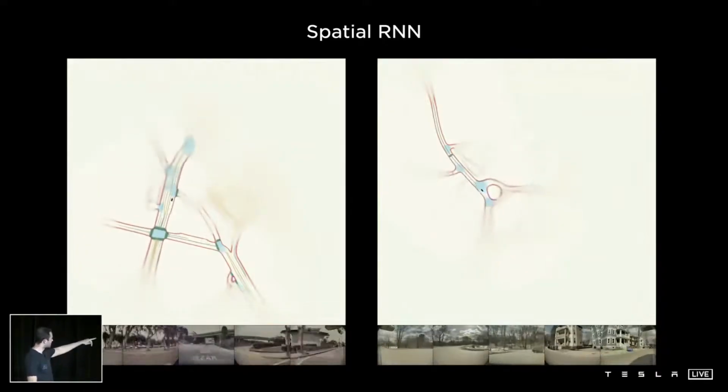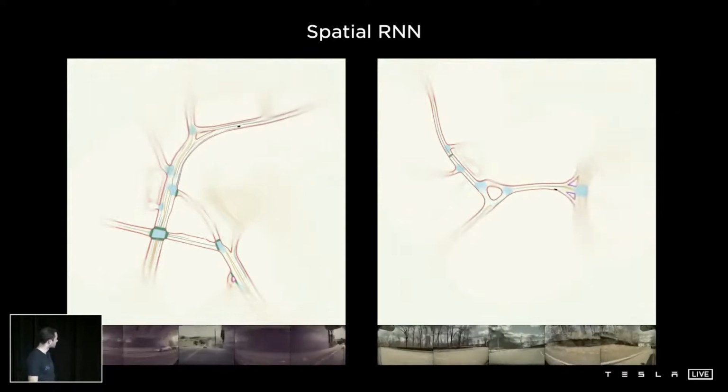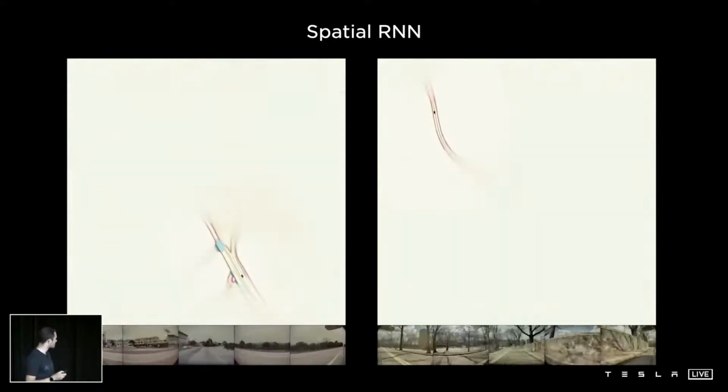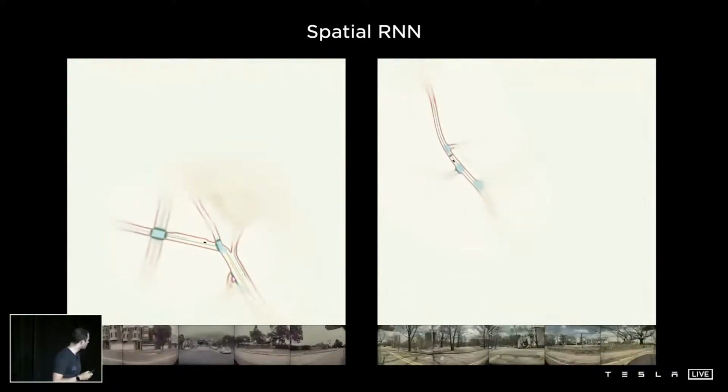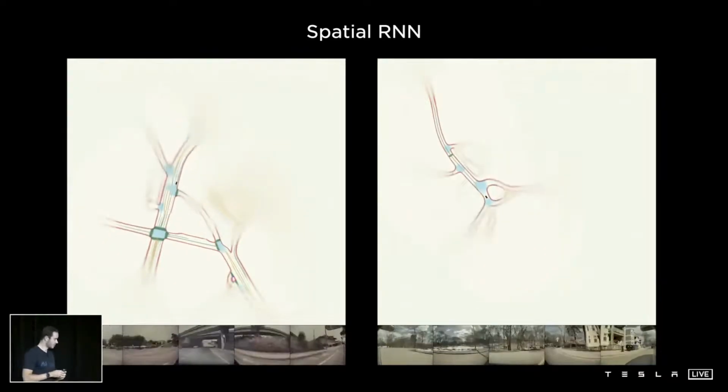So here we are making predictions about the road boundaries in red, intersection areas in blue, road centers, and so on. So we're only showing a few of the predictions here just to keep the visualization clean. And yeah, this is done by the spatial RNN.